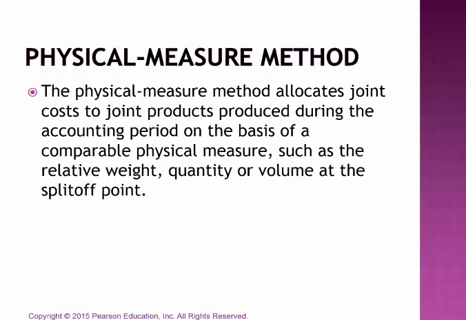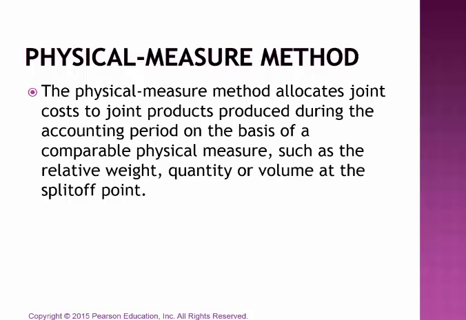which allocates joint cost to joint products produced during the accounting period on the basis of a comparable physical measure, such as the relative weight, quantity, or volume at the split-off point. Now, typically, we are talking about including only the joint product outputs in the weighting computation. We typically do not add in the weights or the measure of the outputs with no sales value.